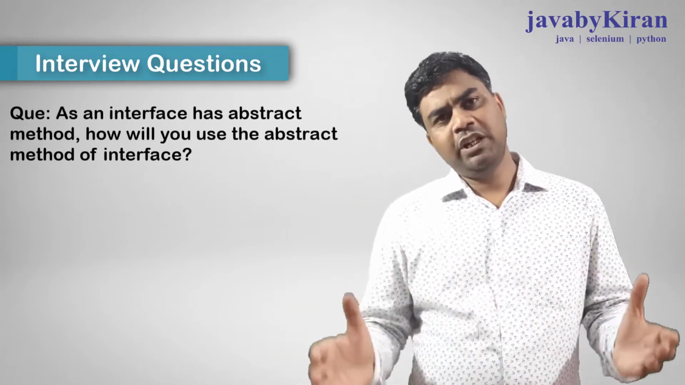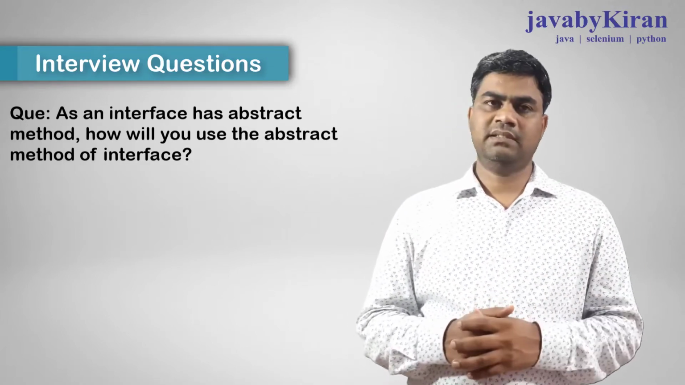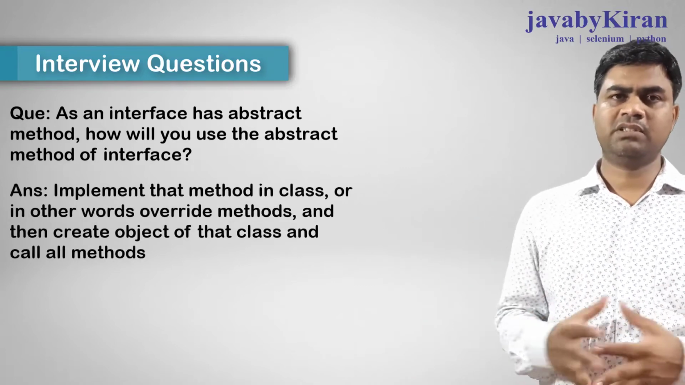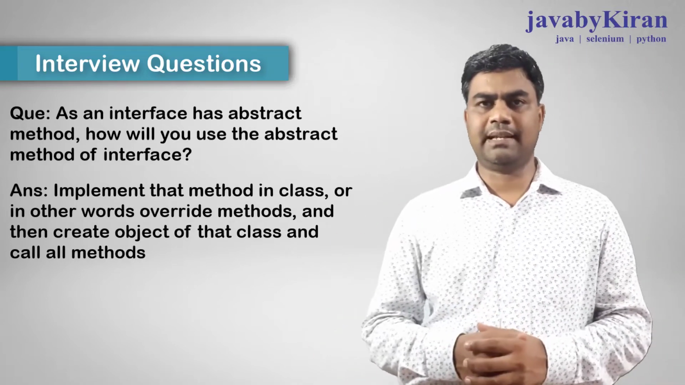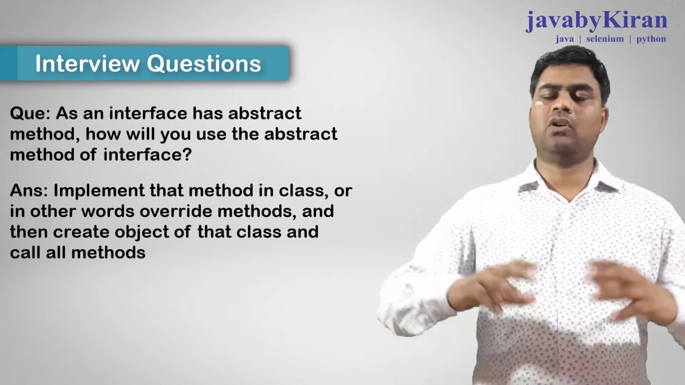Next question, as an interface has abstract methods, how will you use the abstract methods of interface? The answer is, implement those methods in a class, or in other words, override those methods in a class and then create an object of that class and call all the methods.